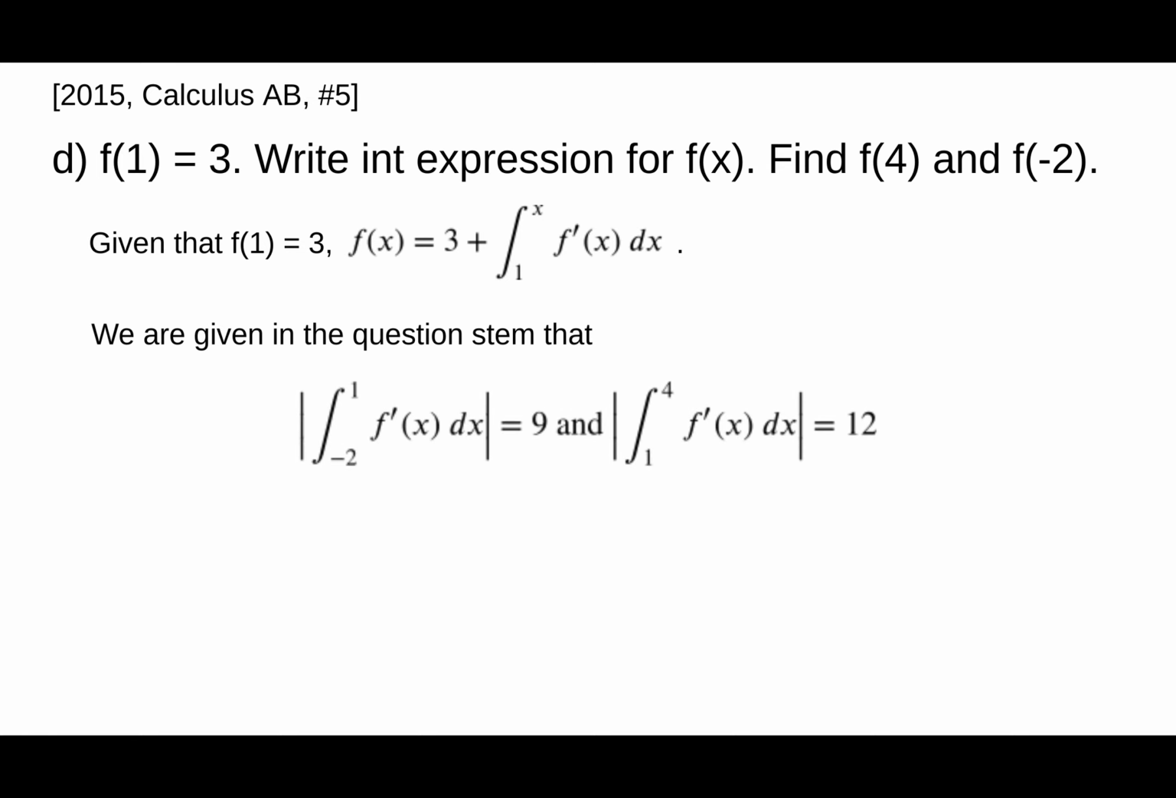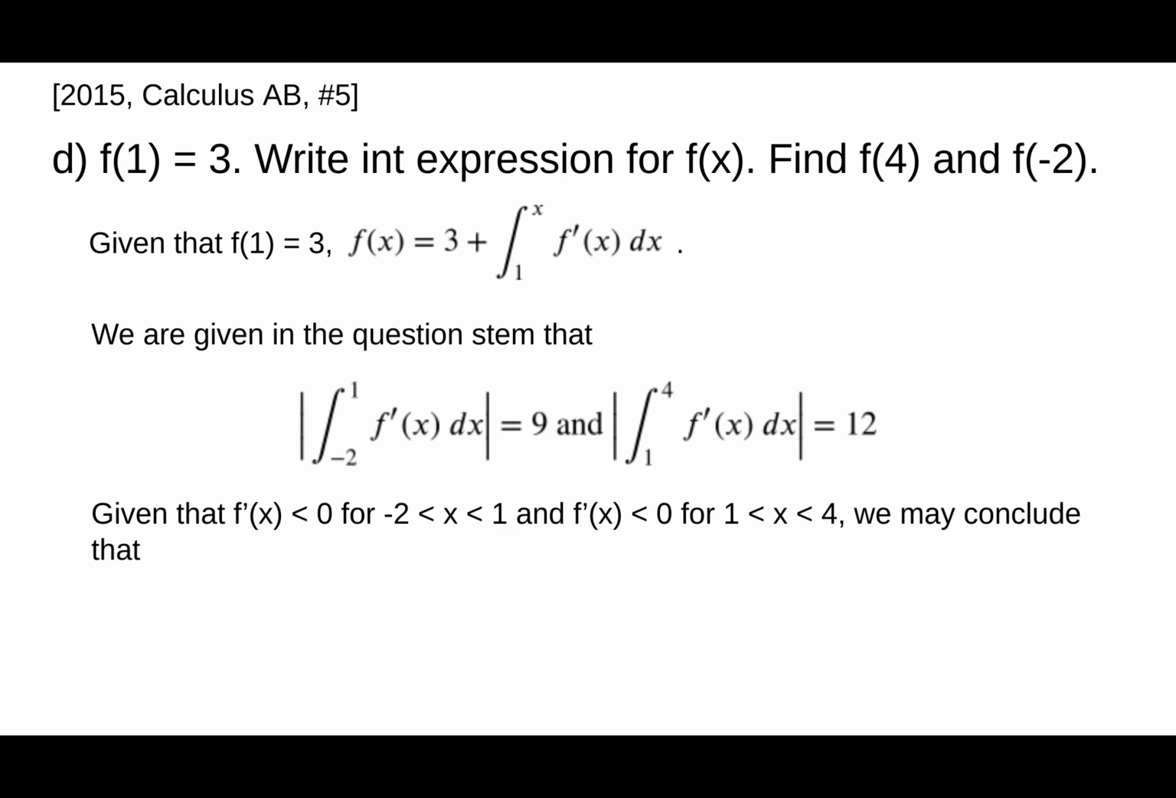All right, we're given in the question stem that the area of the region bounded between the graph of f prime and the x-axis between -2 and 1 is 9, and the area of the region between the graph of f prime and the x-axis between 1 and 4 is 12. Now that just tells us about the area of that region. It doesn't give us the value of that integral. The value of that integral will depend on whether or not the graph of f prime is above the x-axis or below the x-axis.